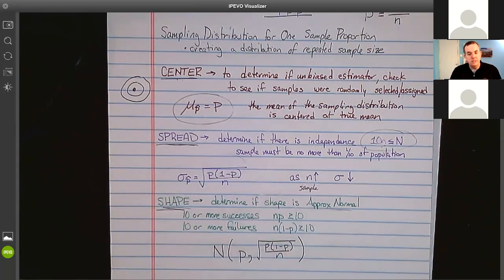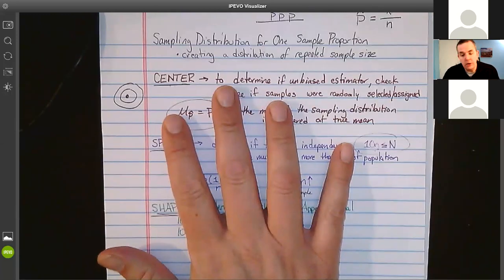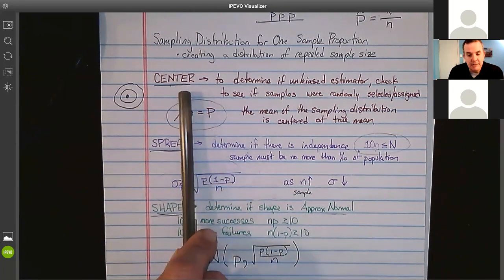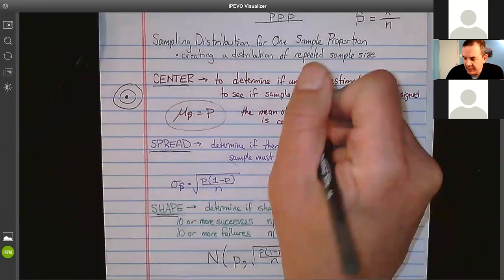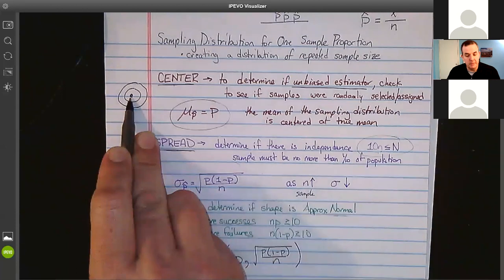The way we do this is as follows. Our goal is always to get a normal distribution, because if a distribution is normally distributed and I know the mean and the standard deviation, I can use normal CDF or table A to figure out areas under the curve. Let me walk through again what that was. To figure out center, that's the idea of understanding if something is an unbiased estimator. It's the center of the bullseye, that bullseye chart I had up on the screen.